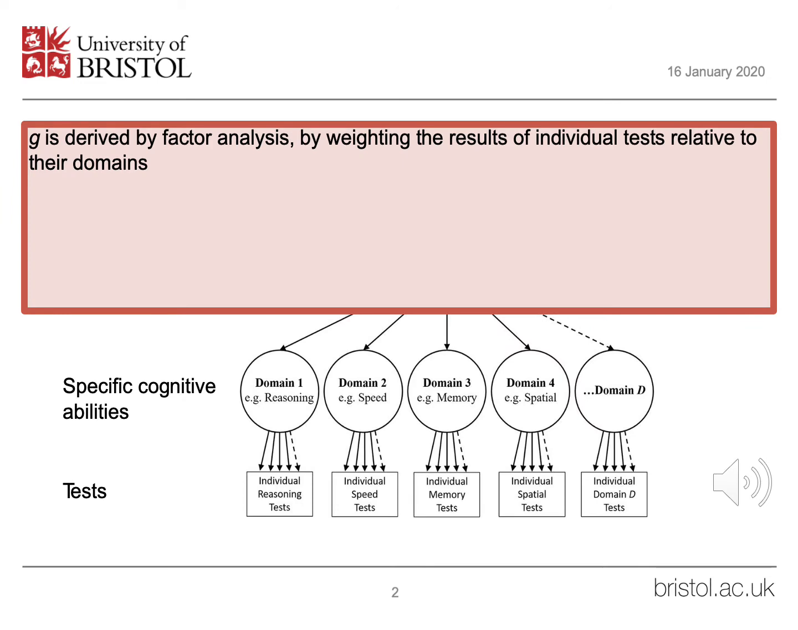The statistic for general intelligence, G, is derived from the results of a series of independent tests for different cognitive abilities, such as reasoning, processing speed, memory, spatial awareness, and so on. The final value of G is derived by factor analysis, in which the results of individual tests are weighted relative to the importance of the domains chosen. It's important to recognise that there is a variety of different approaches to this, and that there is no one single method for calculating G.